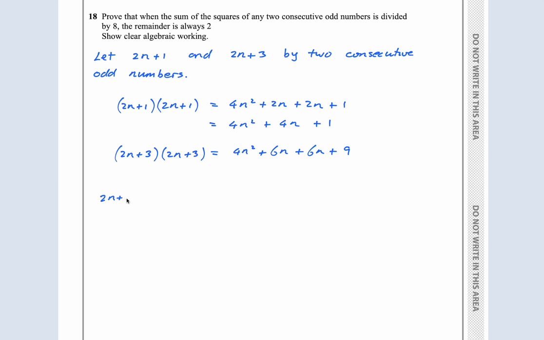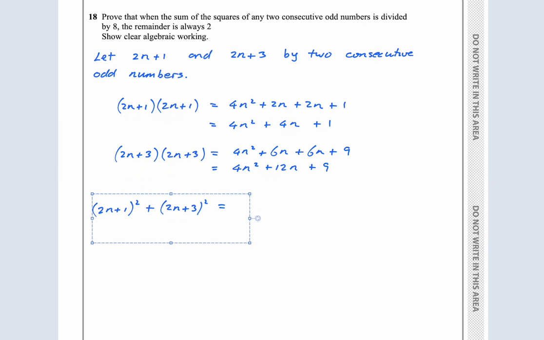2n plus 1 squared, this is this squared, plus 2n plus 3 squared is equal to this plus this plus this. Sorry guys, I didn't simplify that. 4n squared plus 12n plus 9. Let's move this down a bit. Okay, this plus this is now this plus this.